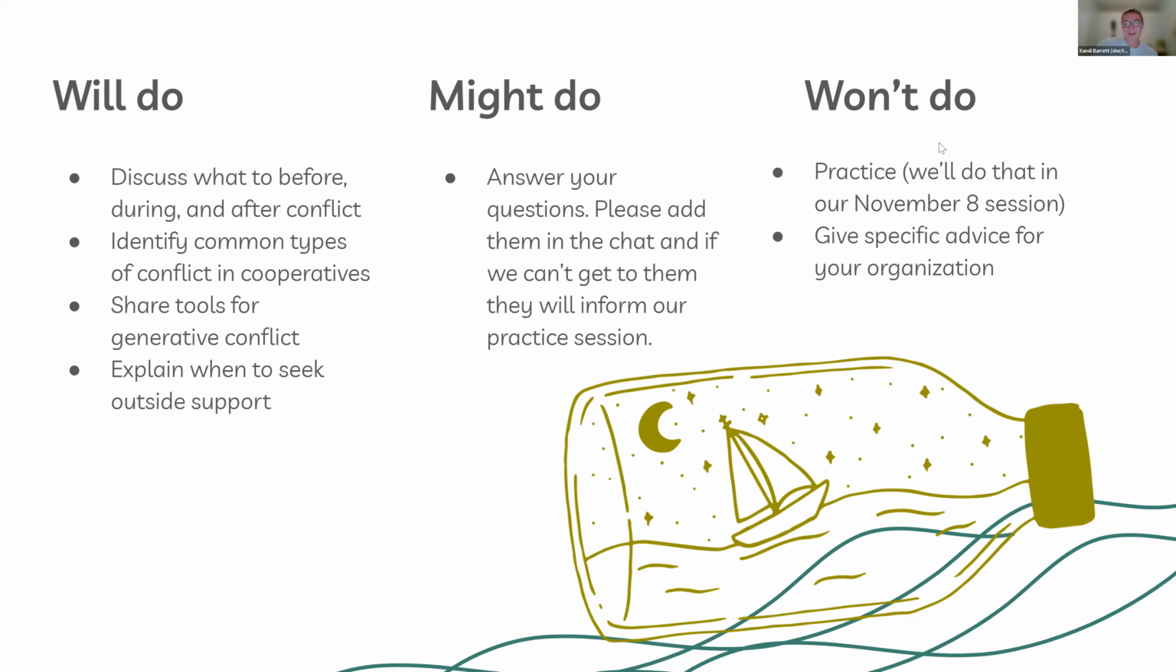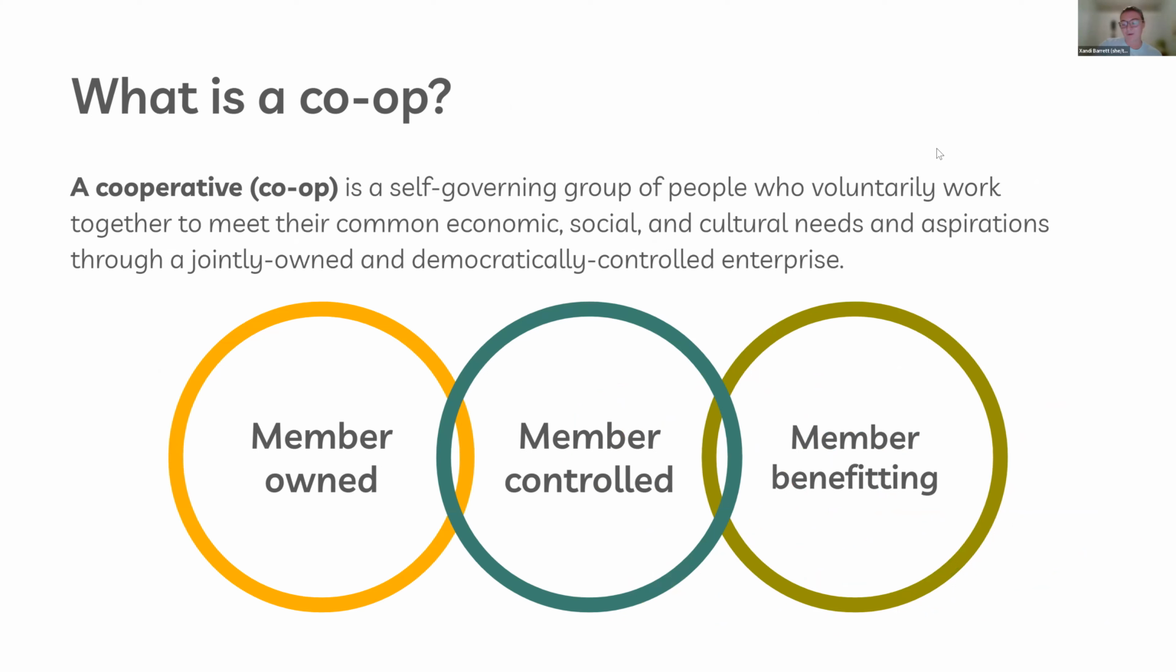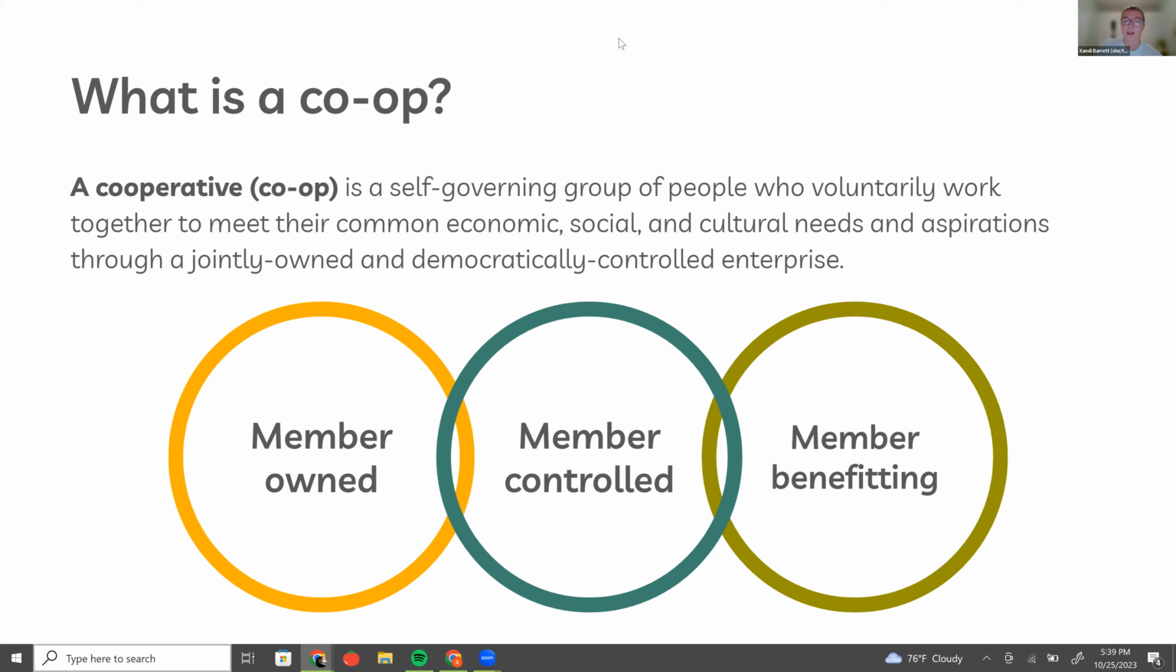All right. So some of y'all might know this, but I want to talk a little bit about what is a co-op. So at Co-op STL, we like to define a co-op as a self-governing group of people who voluntarily work together to meet their common economic, social, and cultural needs and aspirations through a jointly owned and democratically controlled enterprise. We use this definition because we want to be pretty broad with what we think about as a co-op. It's not just a worker co-op or a housing co-op. It could be a nonprofit that is directed by the community and by the people who work there. So we really want to have an expansive idea of what can be considered a co-op. We also like to break our co-op definition into kind of 3 general categories.